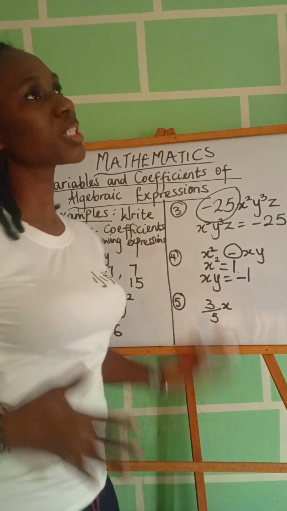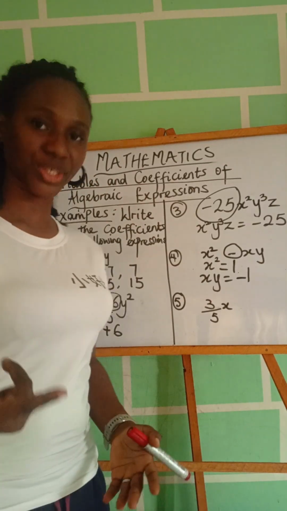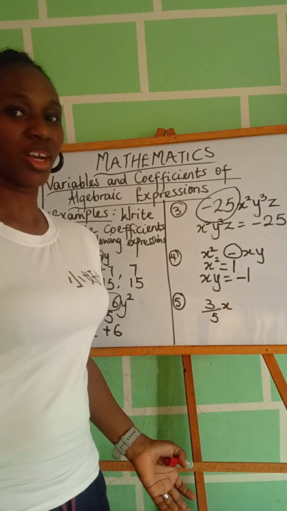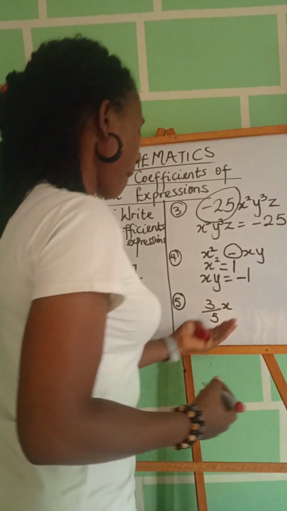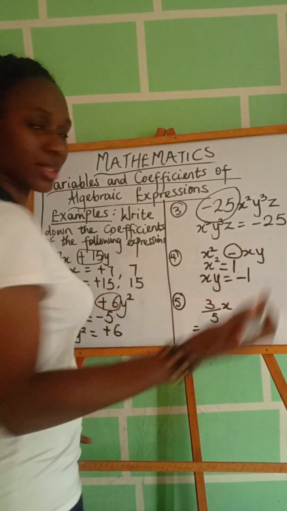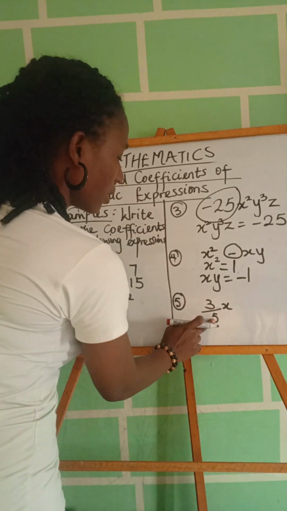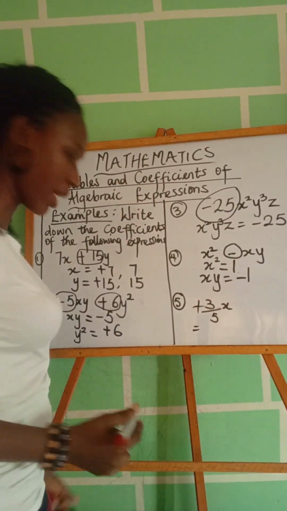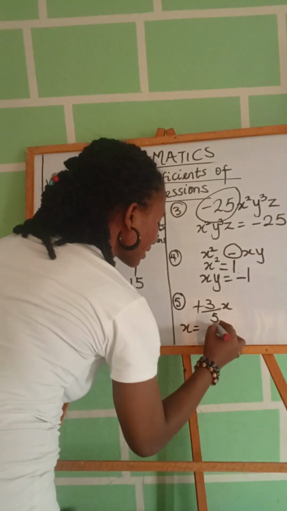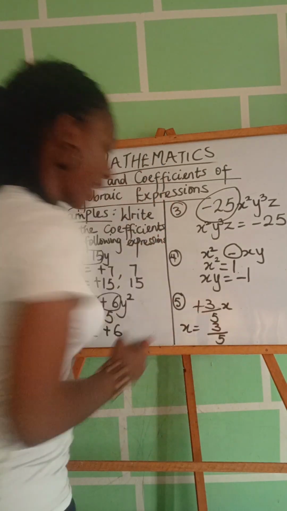Now from here, coefficients can also be in the form of fractions. It's not just whole numbers, it's fractions. So look at it. What is the number that we have before we wrote our x, the variable? That is 3/5. And remember, there is an invisible plus here, right? So the coefficient of x is 3/5.